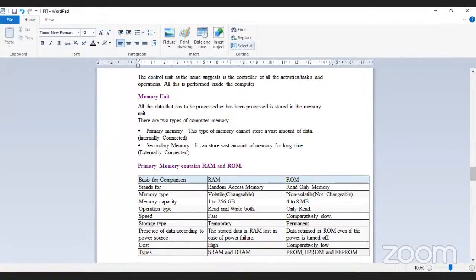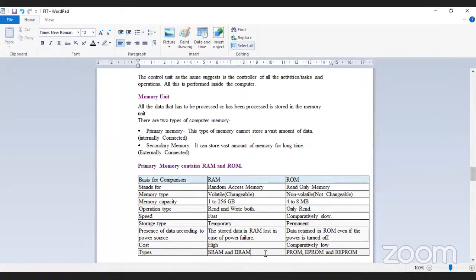Next, presence of data according to power source. For example, if a power failure happens, the data in RAM will be erased. In ROM, even with power loss, the data will still exist and will not be lost. Next, based on cost, RAM is comparatively high, and ROM will be low.